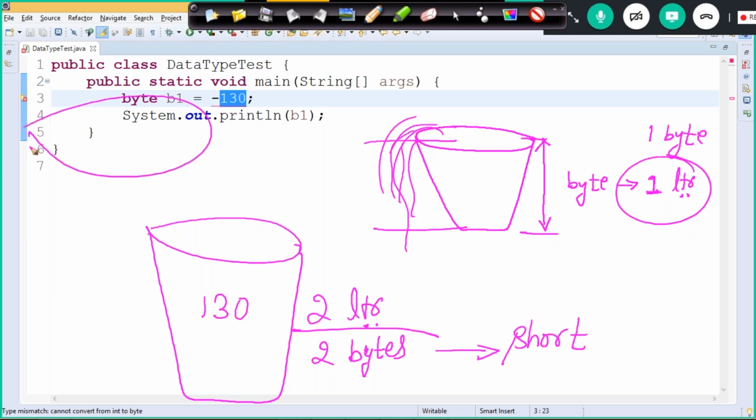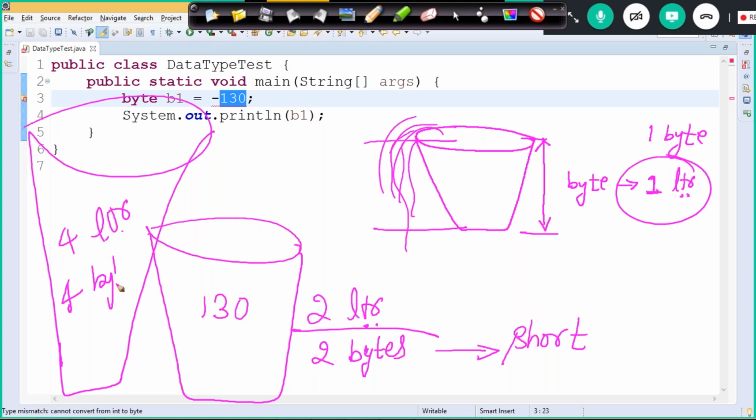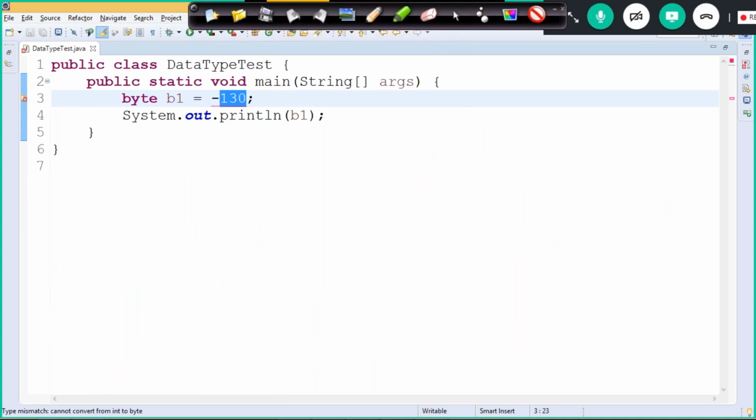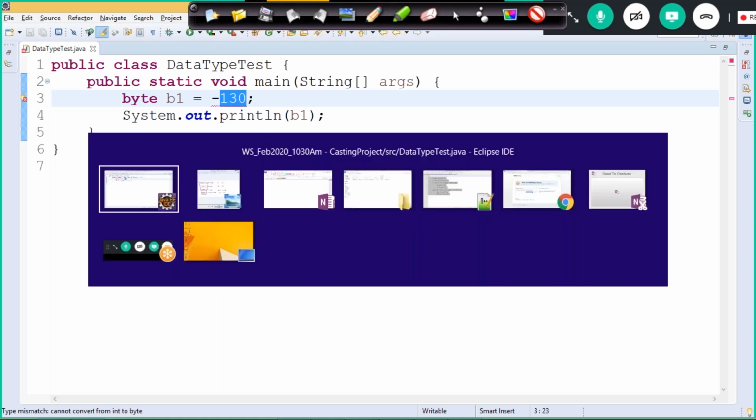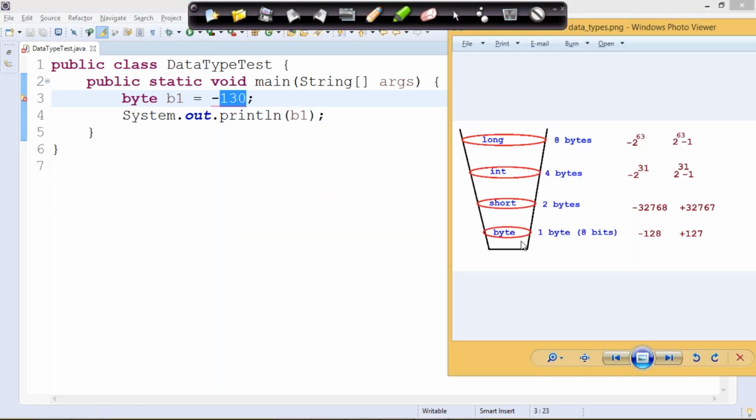If you need a bigger bucket of, let's say, 4 liters, nothing but 4 bytes of memory, then you should go for a data type called int. You should use a bigger data type called int. That is the pretty simple difference between integer, short, byte, and long. Right now, observe this. Byte has 1 byte, 1 liter water. Short can store 2 liters water. Int can store 4 liters water. Long can store 8 liters water.